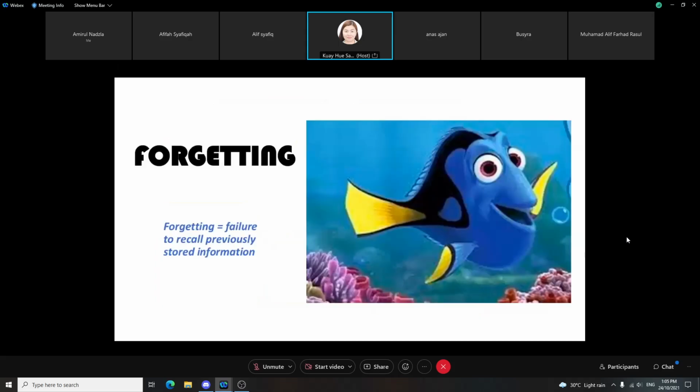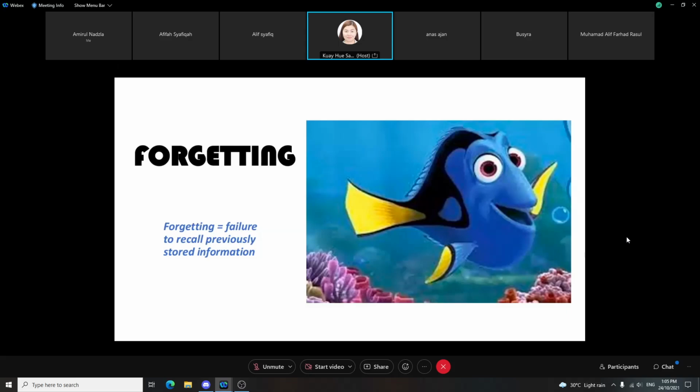Okay, and forgetting, none other than Dory. That's the picture that I put there. Dory from Finding Nemo and Finding Dory as well, the newer one. So Dory, as you know, has a problem with short-term memory, and she will just not be able to remember after you tell her something very quickly. Okay, and she just won't remember after that.